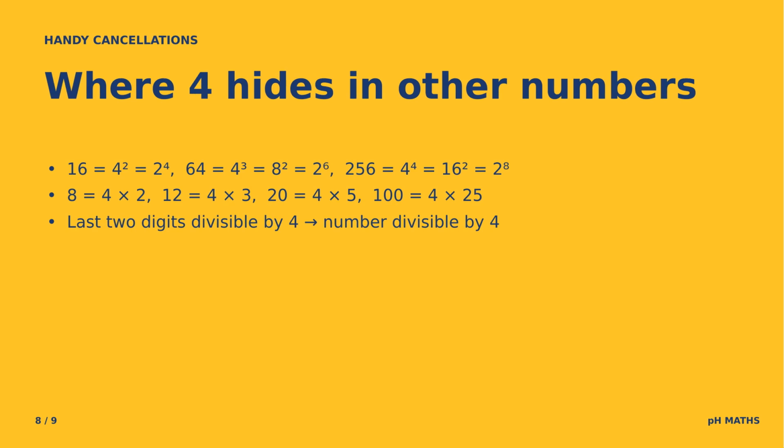Where 4 hides. 16 is 4 squared and also 2 to the 4th. 64 is 4 cubed and also 2 to the 6th and also 8 squared. That's the trickster number that's both a square and a cube. 256 is 4 to the 4th and 2 to the 8th. And the rule for divisibility: if the last 2 digits of a number divide by 4, the whole thing does. Save time on factor problems.